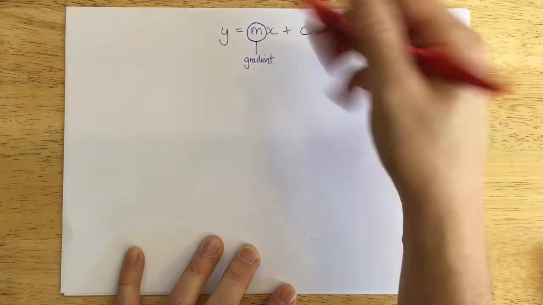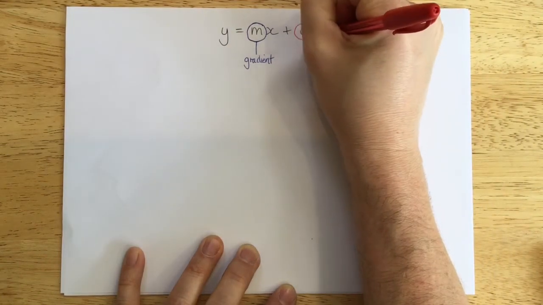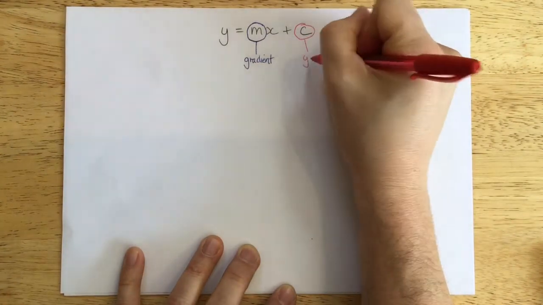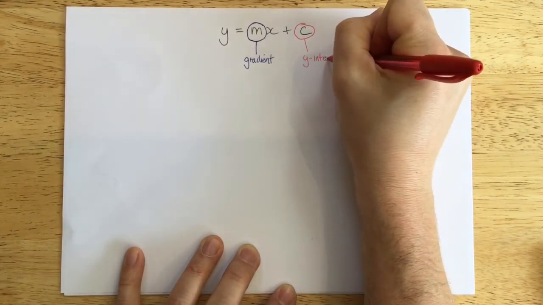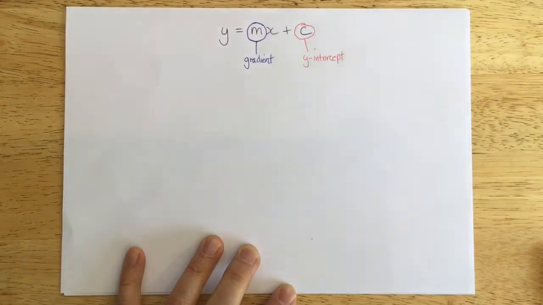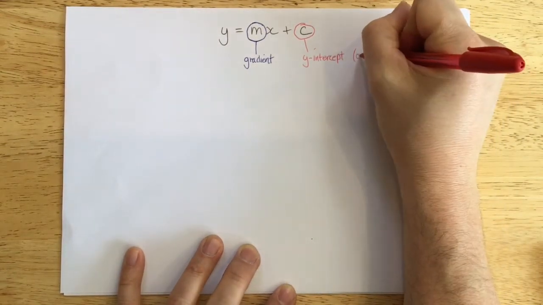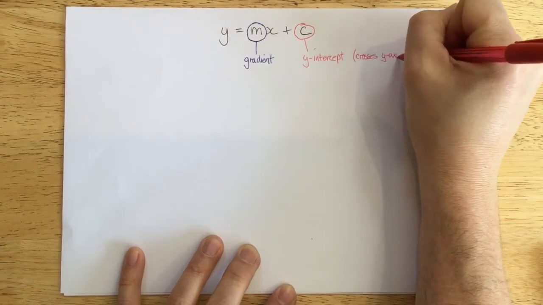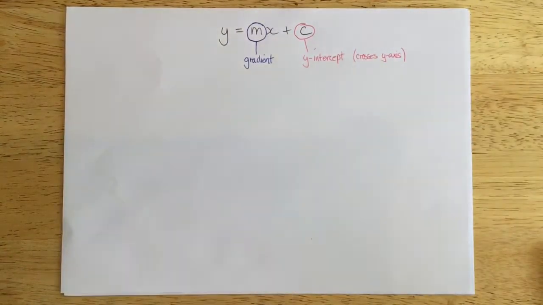And also then, this value at the end, plus c. This c is an important one. It is what we call the y-intercept. And the y-intercept is simply where it crosses the y-axis. What value does it cross the y-axis at?